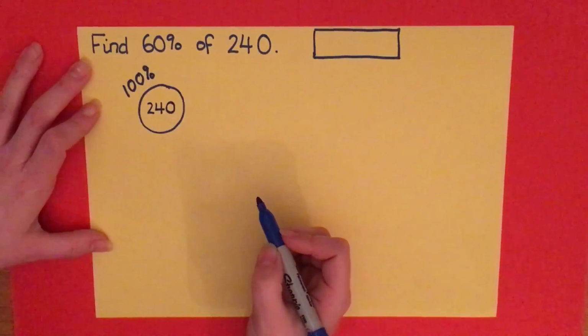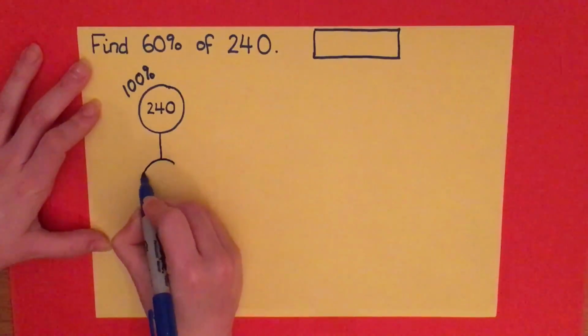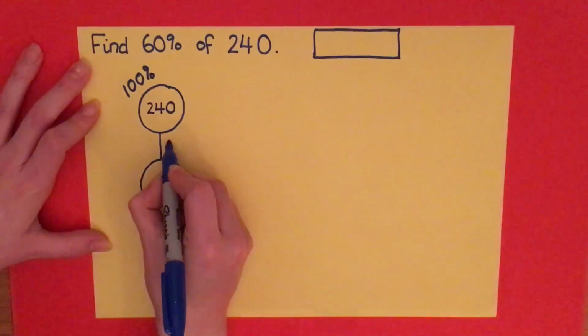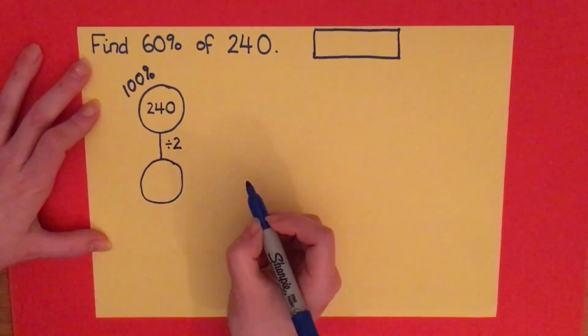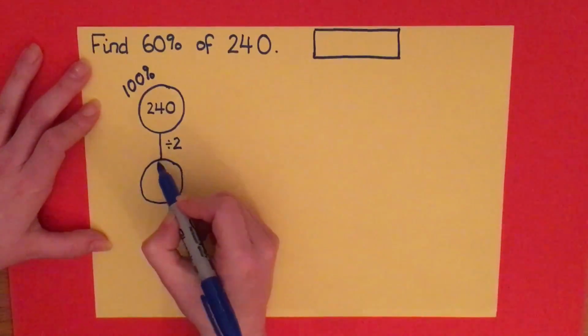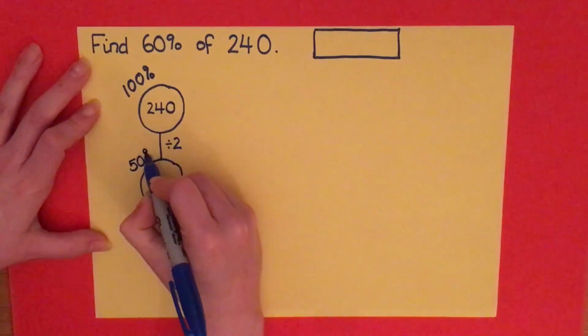Now, in the bubble method, if you move down a bubble, it means that you halve the number. So this means that I halve or divide by 2. So if I've got 100% in this bubble and I halve it, in this bubble, I'm going to have 50%.